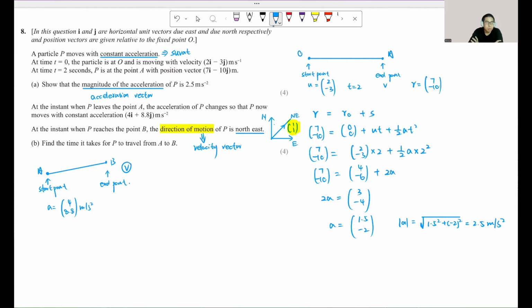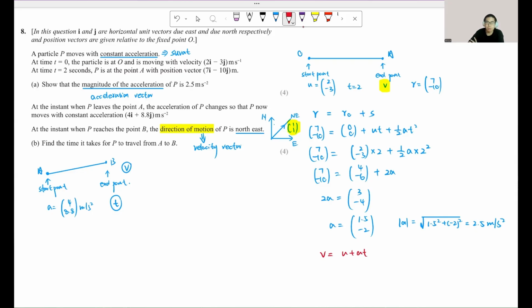So because we know acceleration and we want to work out the time, we need to use the velocity vector. So V, A, T. We just need to work out U, which is the velocity at point A. To work out the velocity at point A, we need to use what we did before, because in part A we know everything apart from the velocity vector of point A. So we can use that to work it out. V is equal to U plus AT.